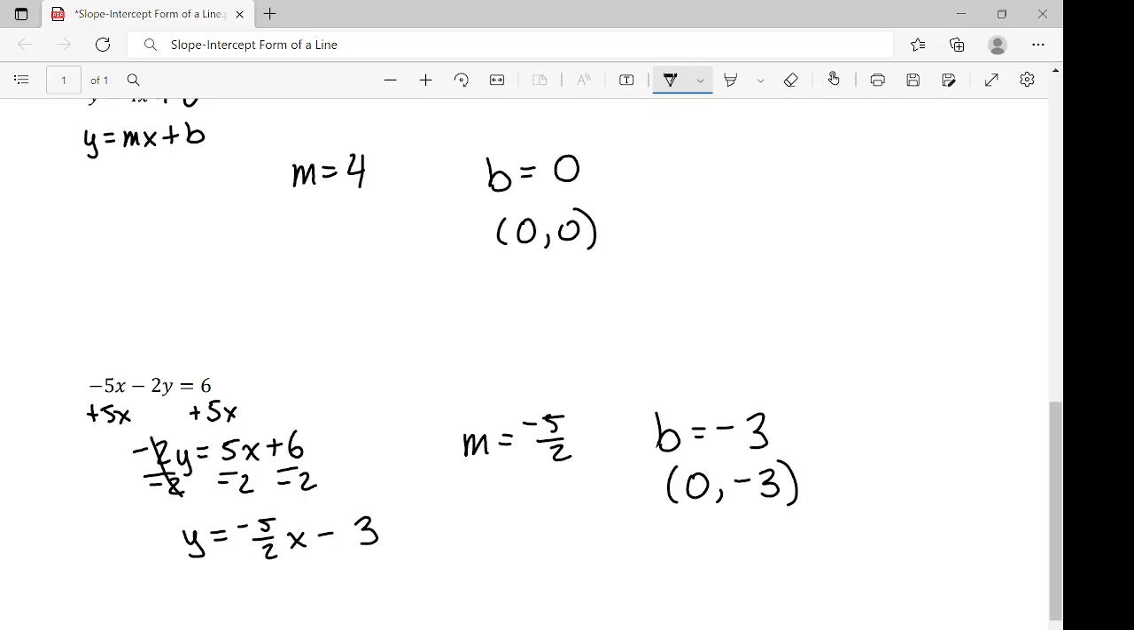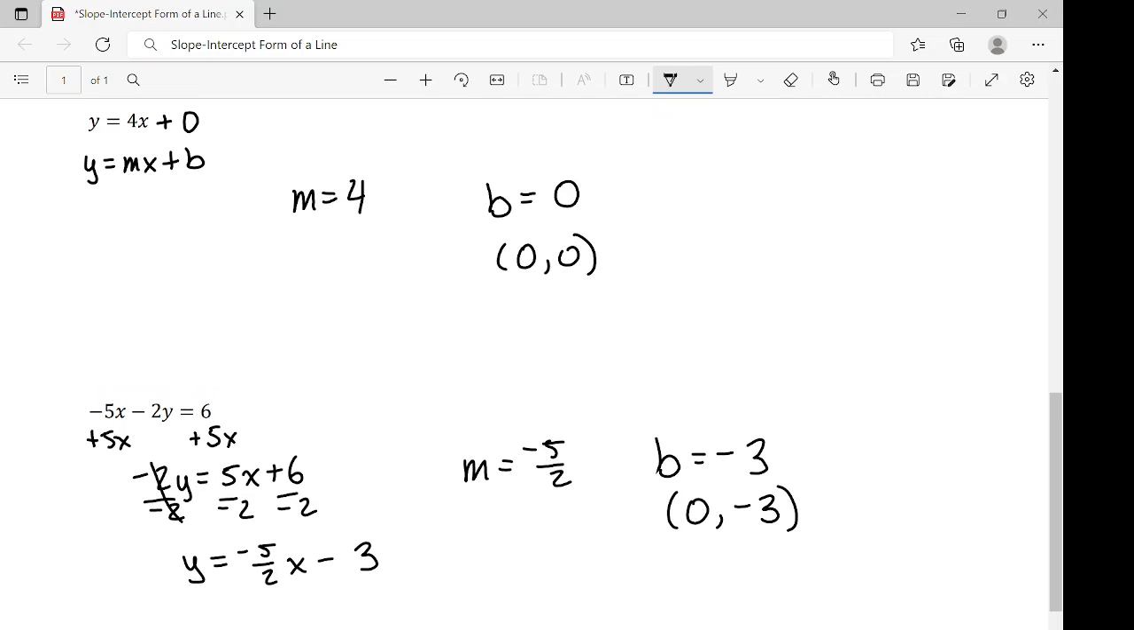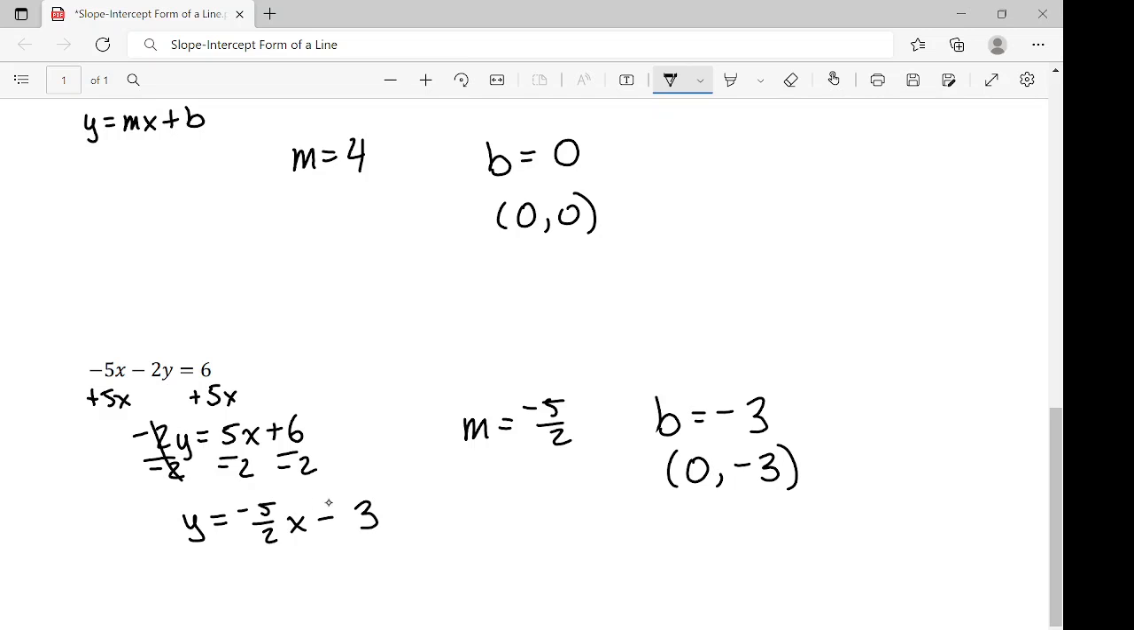So if you're given your equation as y equals, you can just grab your slope and your intercept right away. And if you're not given it as y equals, just solve for y so you can get it into the correct form, and then you can pick out your slope and your y-intercept right away.